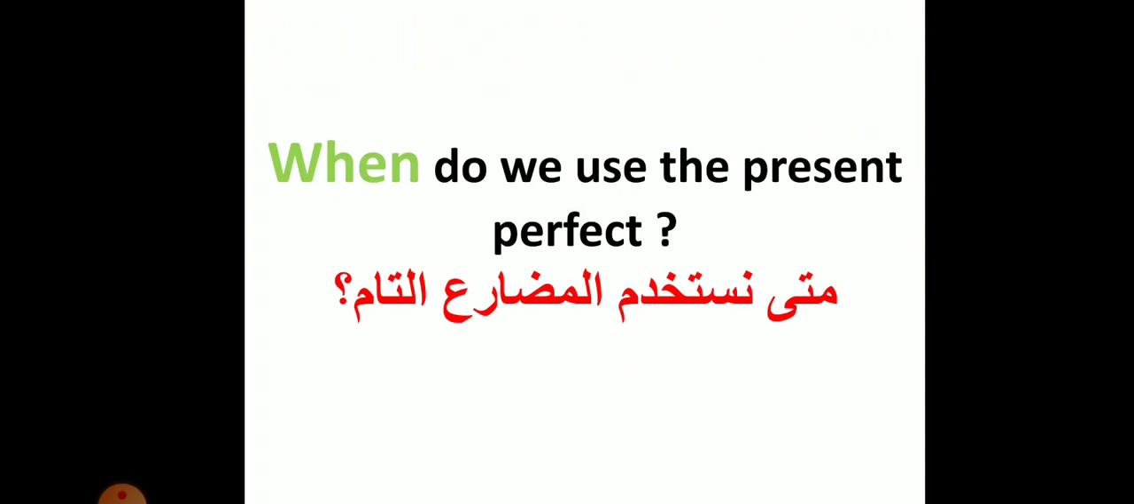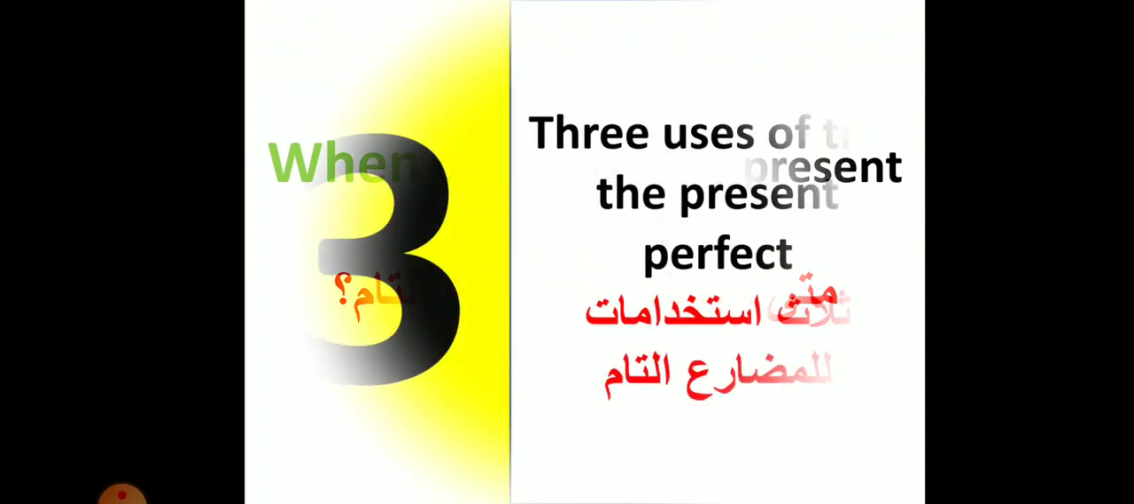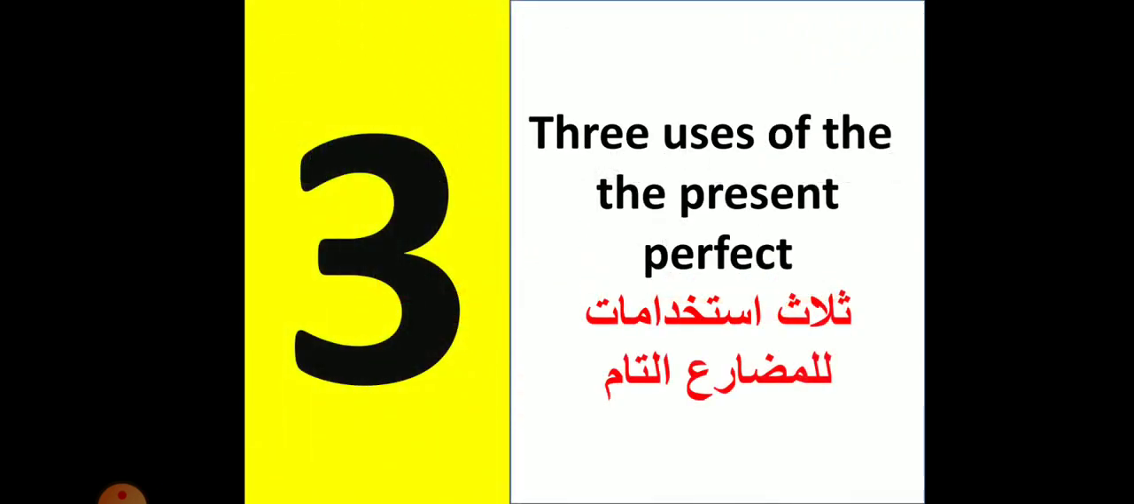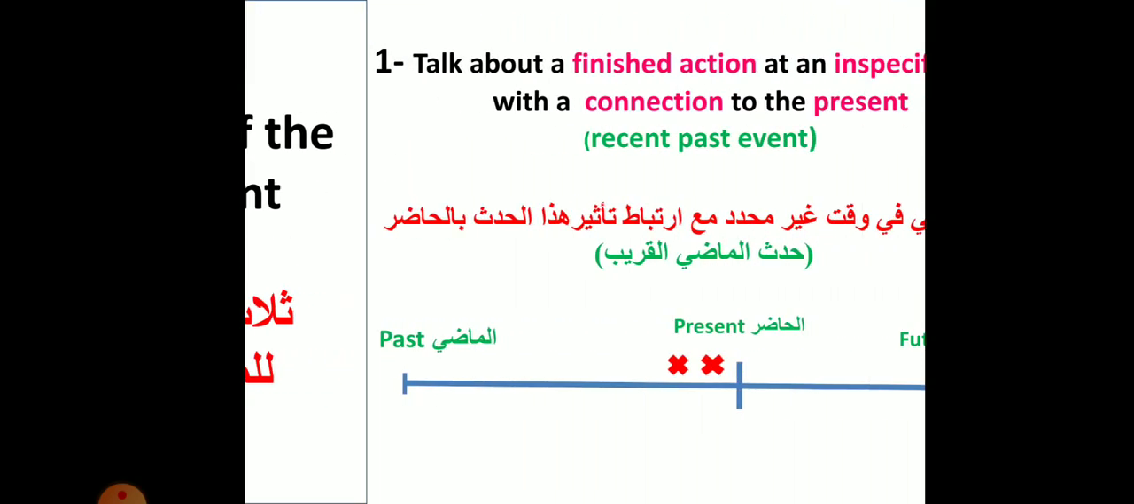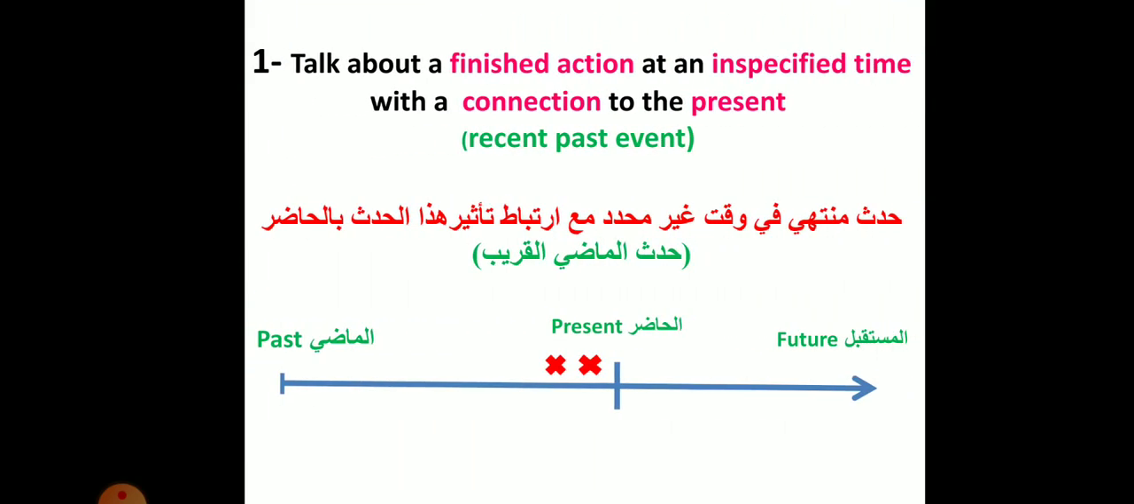When do we use the present perfect? There are 3 uses of the present perfect. Let's see them. The first one: to talk about a finished action at an unspecified time, okay, in the past, with a connection to the present. It is a recent past event.